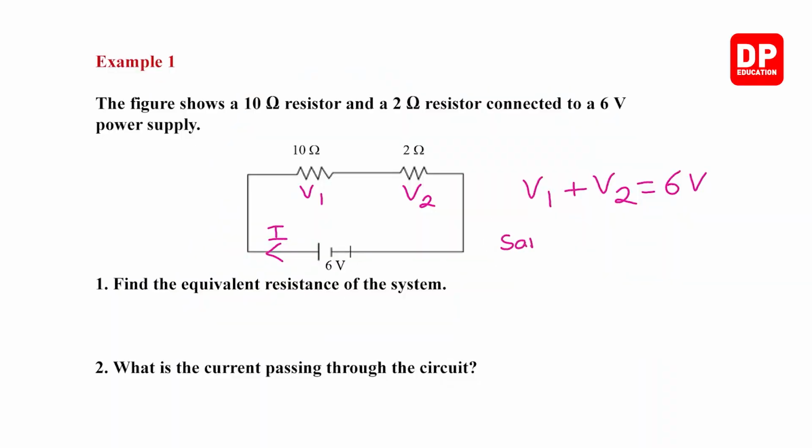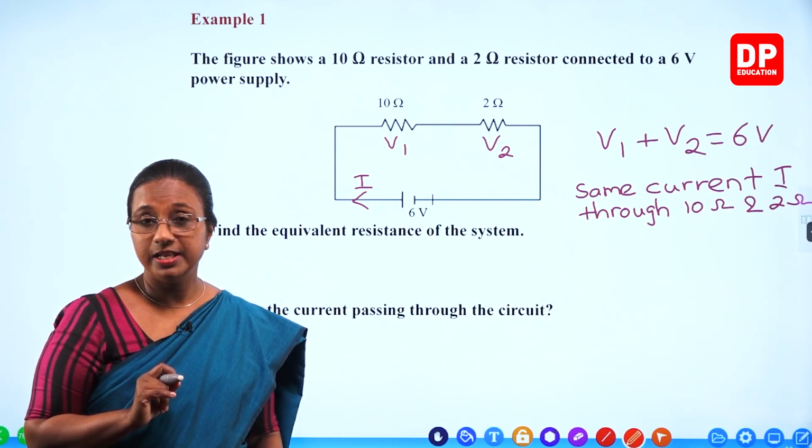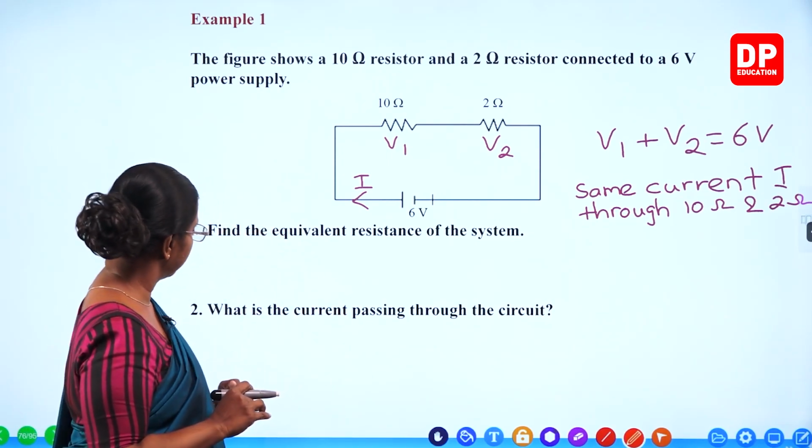And the same current I through 10 ohm and 2 ohm. So those are the things that you already know. We'll look at the questions.